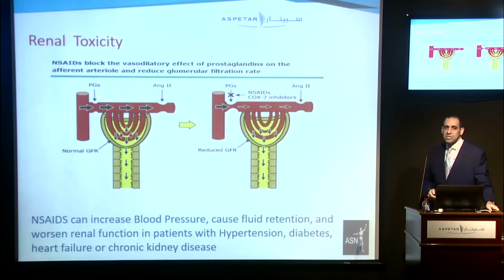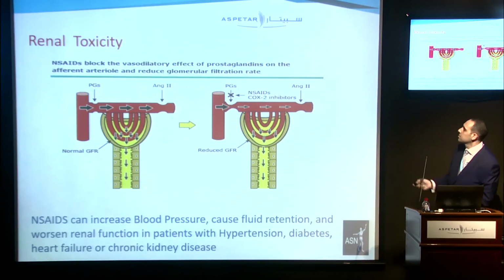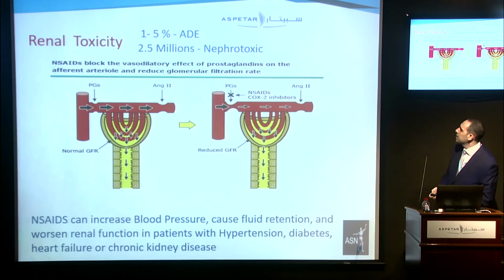The fifth risk is the negative impact of NSAIDs on the kidney. In the United States, 1 to 5% of patients experience an adverse event on the kidney because of the use of NSAIDs. That translates to 2.5 million people who experience a nephrotoxic event annually in the United States.